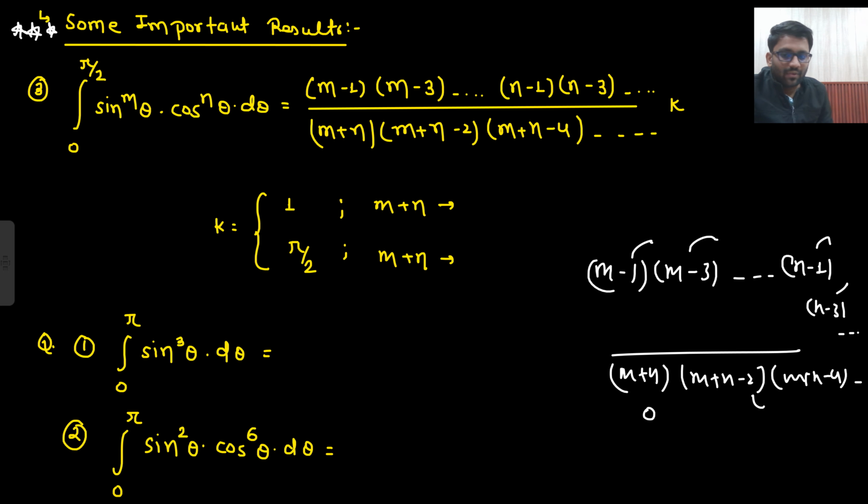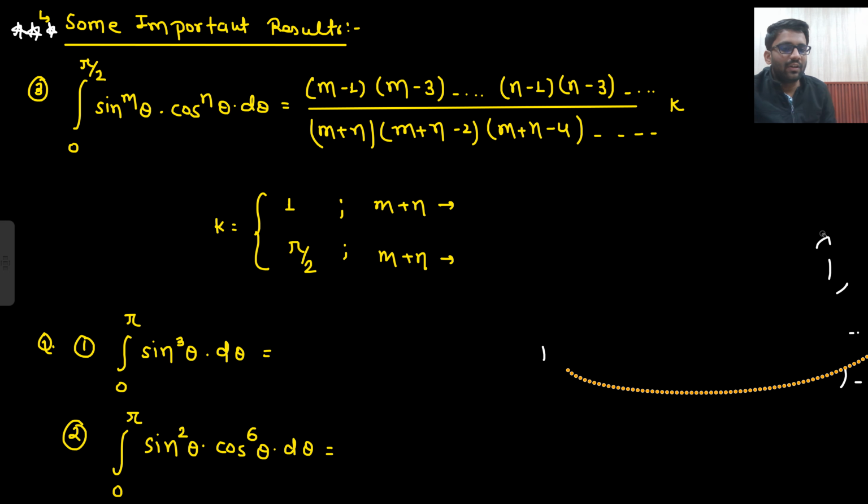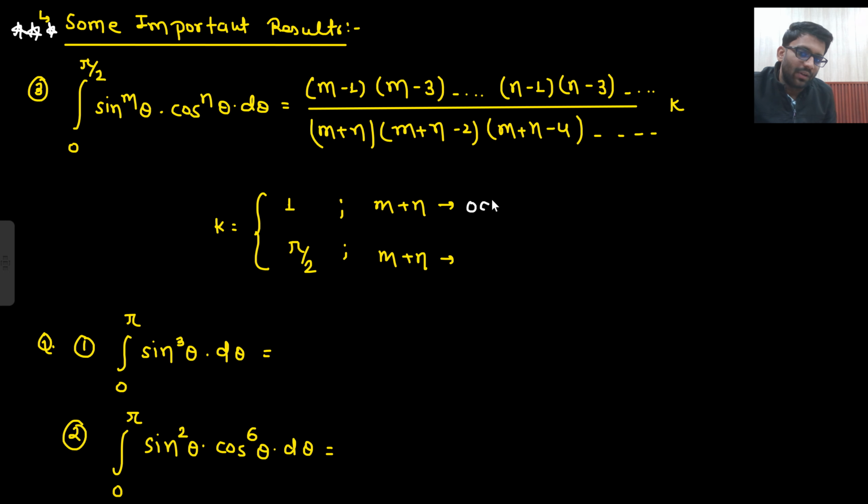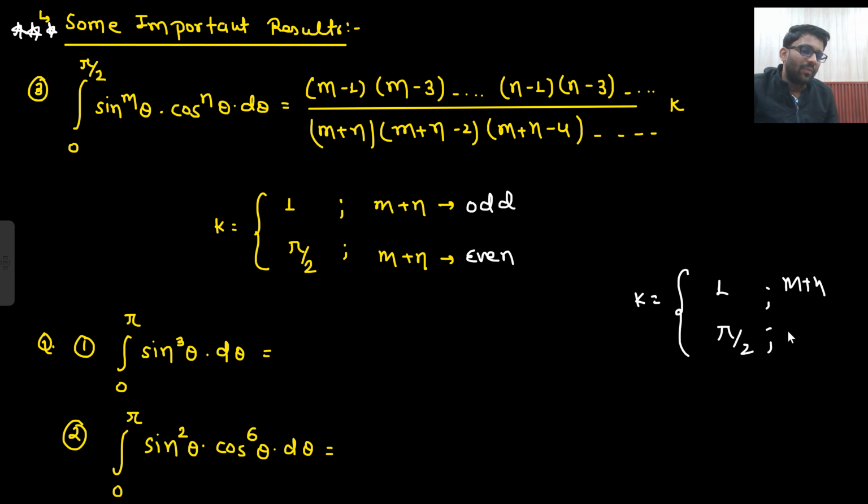And then you need to multiply with k. And what is this k? k can have two values, 1 and pi by 2. When will it have value 1? When the value of m plus n is odd. And when the value of m plus n is even, then it will have the value pi by 2. How will you keep this in mind? You will keep in mind that k can have two values, 1 and pi by 2. Second thing you need to keep in mind is m plus n. We need to see the value of m plus n.